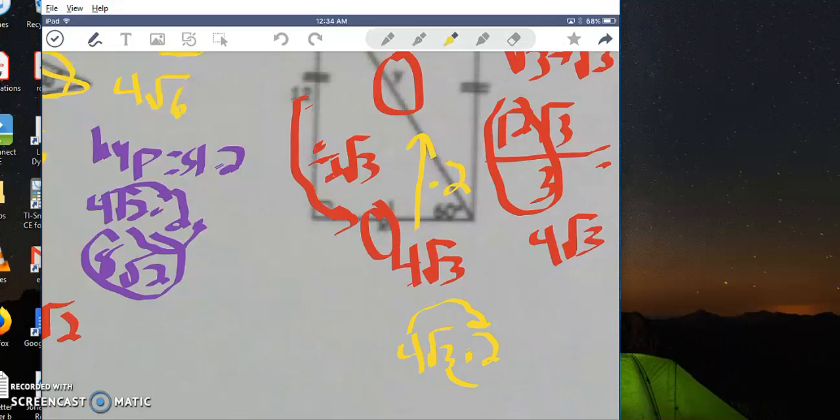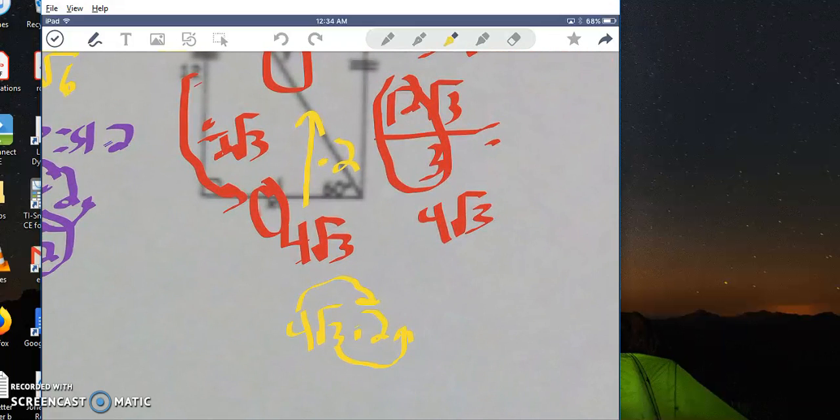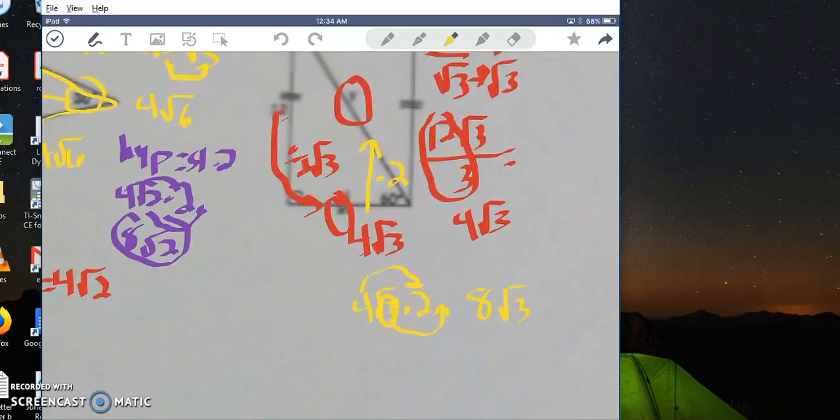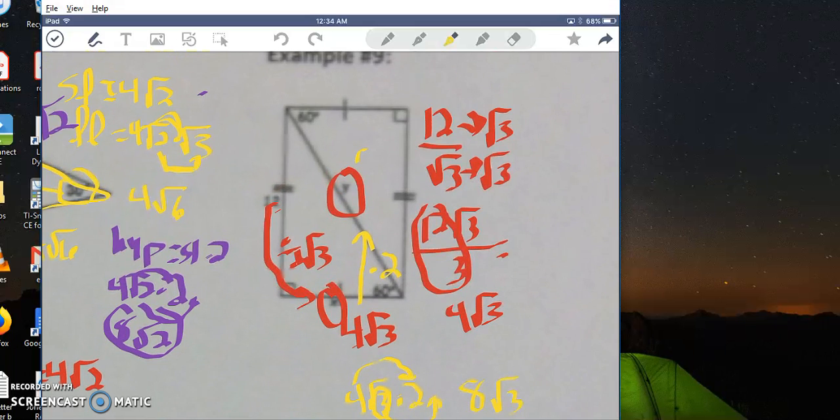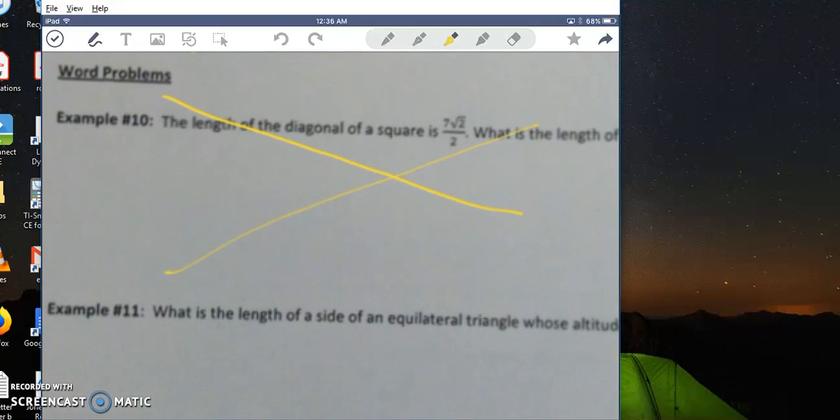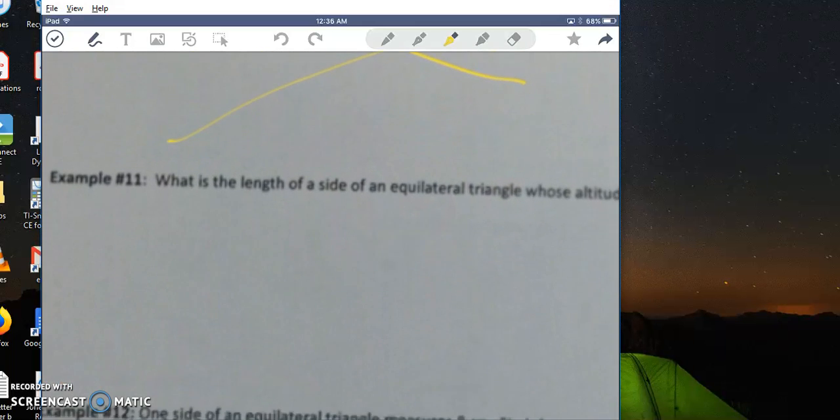Outside times outside. Inside times inside. The outside times the outside, which is the 4 and the 2, which is 8. Inside times inside, well, we have an inside here in 3, but there is no inside of a radical over here. So we just keep it as radical 3. So our hypotenuse is going to be 8 radical 3. Put an x over 10 because we're not going to go over that one.